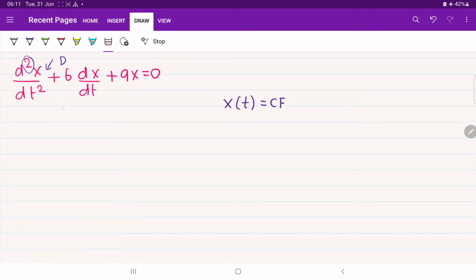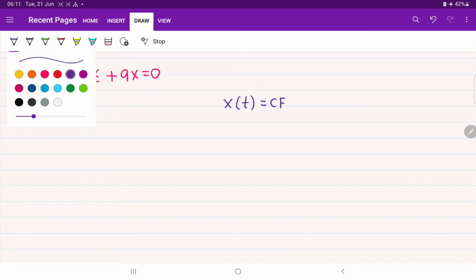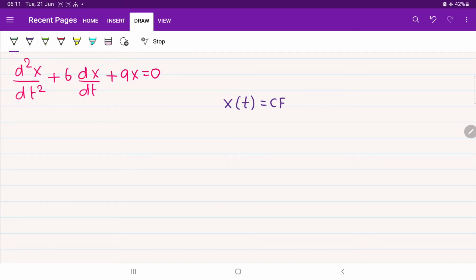I am just cancelling it. Yes, so just wait. Let us continue with this. So for this given differential equation, we understood that we will be having only complementary function. How to obtain that? We know the solution. Let us start with that.